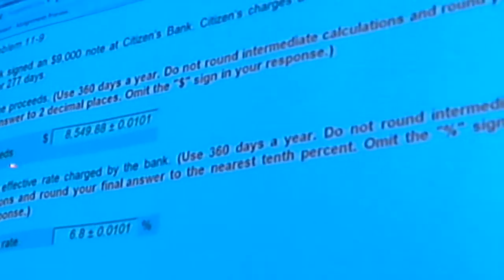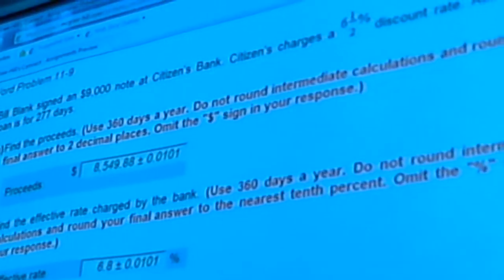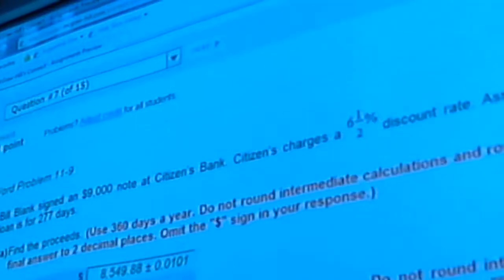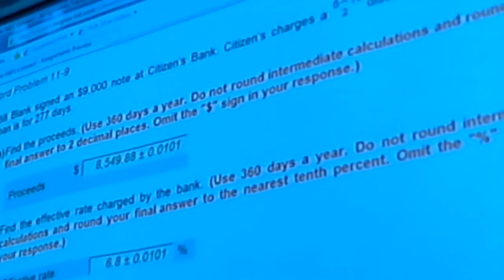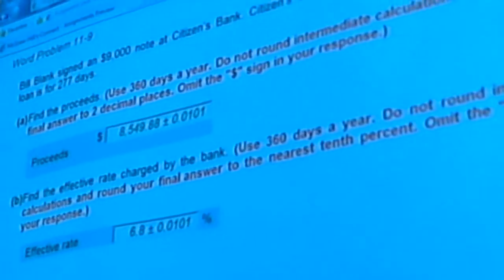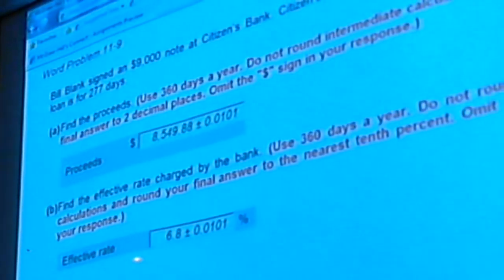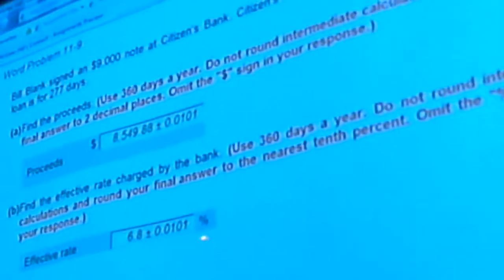Number 7? Wasn't it 6? We just did 6. Oh, okay. Yes, 7. Take a look at what they're asking us to give. The proceeds and the effective rate. All right, so nothing's different here.